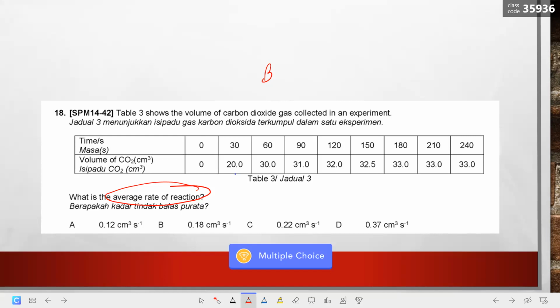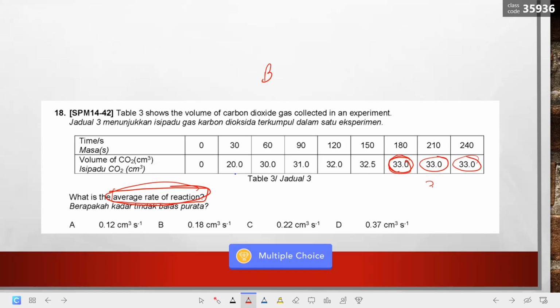Okay, actually, it's the most simple thing ever. Thank you for being very honest. Teacher appreciates that. When you look at the words average rate of reaction, you just go and see where your highest volume is. 33, 33, 33, right? Then you take that 33 and divide it by the time where it first appears to be constant. That will be your average rate of reaction.